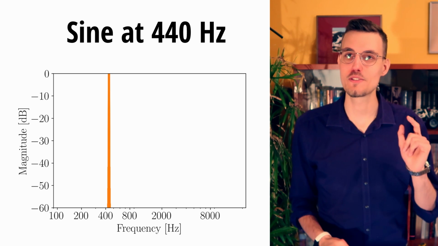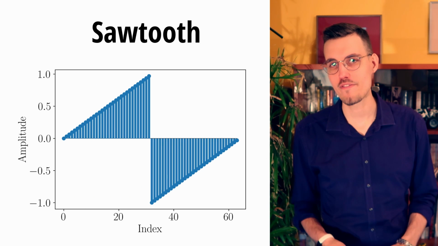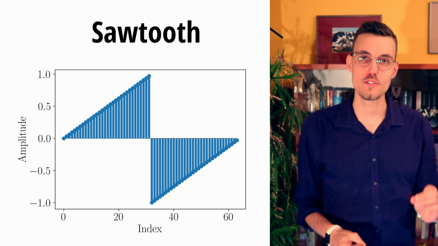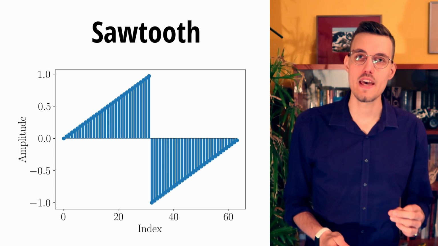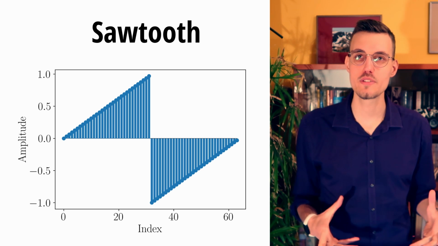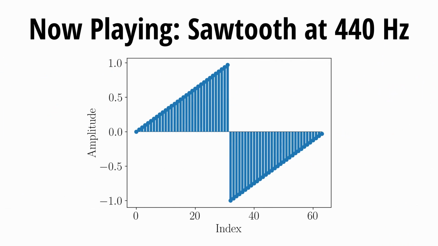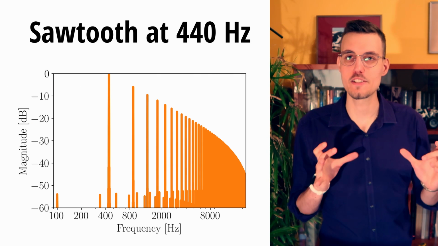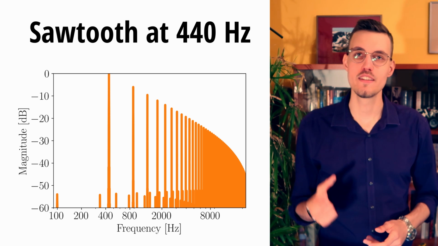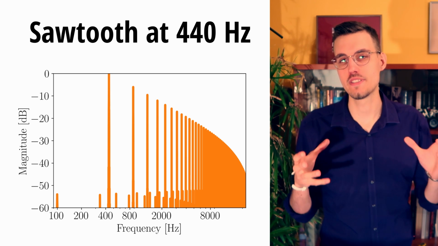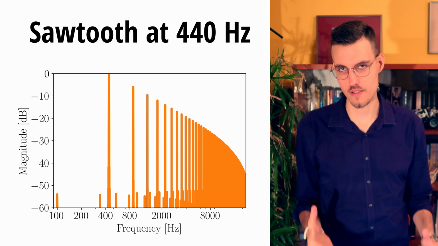Okay, now let's listen to a different waveform. Here we have a wavetable with a sawtooth, and the sawtooth is also 64 samples. And now we generate a sawtooth waveform using this wavetable. Here is the magnitude frequency spectrum, and it shows us what we already heard. There is some ringing. And here we discovered the major disadvantage of wavetable synthesis.